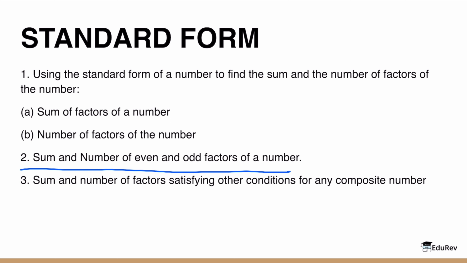Let's see. Now suppose I am trying to find out the number of factors of a number represented in its standard form. So suppose the standard form which I am considering is 2 to the power 3 times 3 to the power 4 times 5 to the power 2 times, let's say, 7 to the power 3. Now this is the standard form which I am considering. Now as we already are aware, the answer to the question is going to be what?